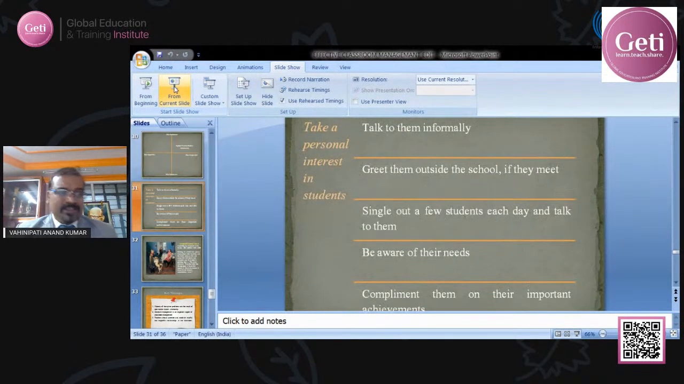So now, in the last 2 minutes, take a personal interest in the students. What we need to have is that covenant bonding with the students. We should talk to them informally. We should greet them outside the school if we meet. Single out a few students each day to talk to them. Be aware of their needs. Compliment them for their important achievements.